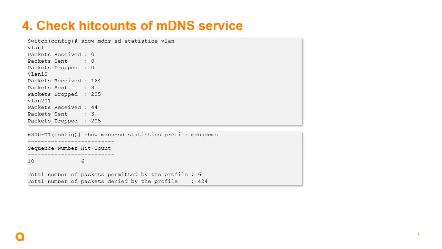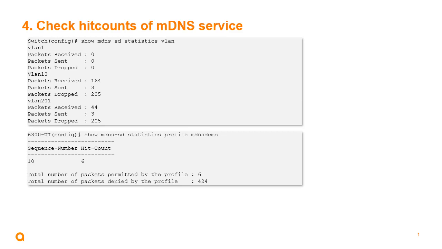Fourth step, we want to check the hit counts on the mDNS service. We can do a show mDNS SD statistics VLAN, and it will show all the VLANs, if we have mDNS configured, and the mDNS packets received, sent, and dropped across those specific VLANs. Both of our VLANs, VLAN 10 and VLAN 201, are receiving packets. Some packets are being dropped, probably because we had the service denied at this point. But some packets are being received, which are probably services that aren't defined in our mDNS profile.